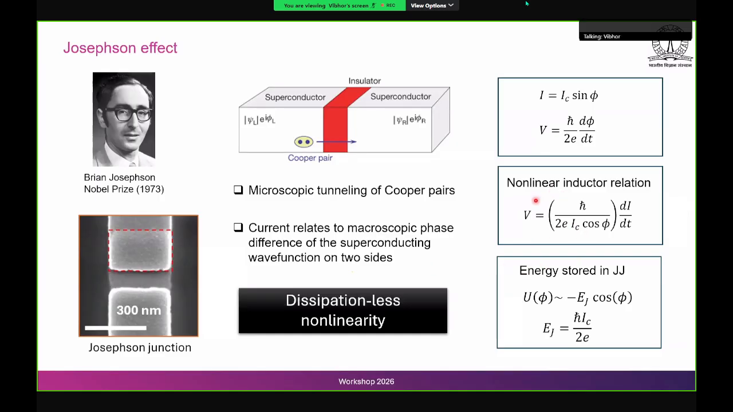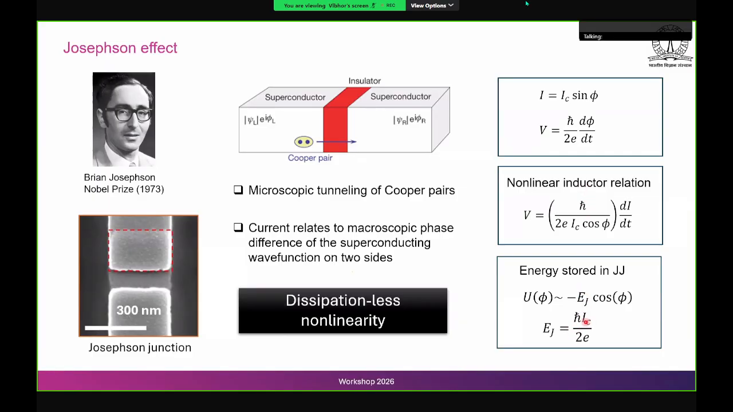The other thing that we can work out from these two relations is the energy stored in the junction. If we take a product of these two relations, that will give me power, and I can integrate it over time to get an energy. So the free energy stored in the junction, if we just multiply these two and integrate over time, will be proportional to minus Ej cosine phi, where Ej is nothing but h bar IC by 2e.